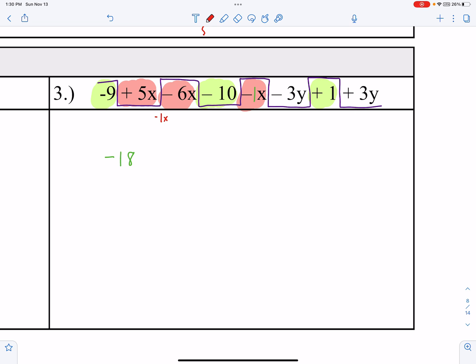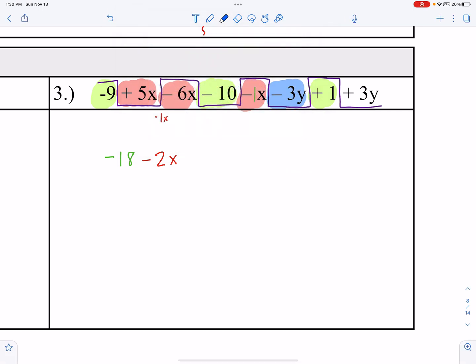And then I'm going to combine it with the other negative 1x. And I get a negative 2x. Okay. So you can see I can go ahead and, if I just write that, okay, it automatically puts that operation in there. Okay. All right. And then my last one, I'll go with blue.